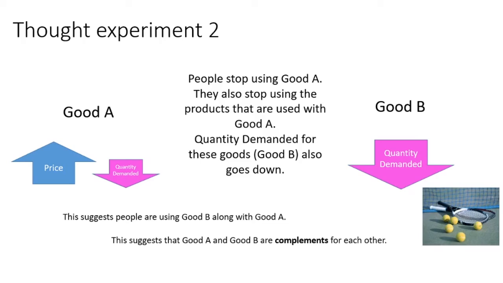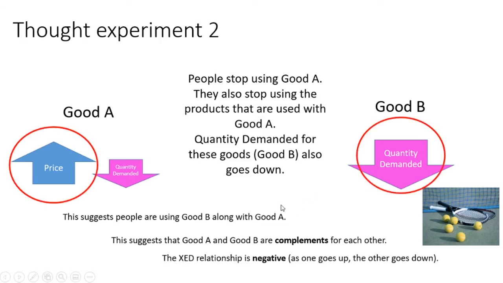Remember the idea of tennis balls and tennis rackets. And I think that works here, right? As you say, the price of tennis rackets has gone up, so nobody wants to buy the tennis rackets. If no one's buying the tennis rackets, then fewer people are buying tennis balls in order to play tennis. Because fewer people are playing tennis because of the increased price of tennis rackets, we'll see fewer tennis balls being sold. And therefore, we can say that with these complement goods, the XED relationship is negative, because as the price of one good goes up, the quantity demanded for good B goes down.